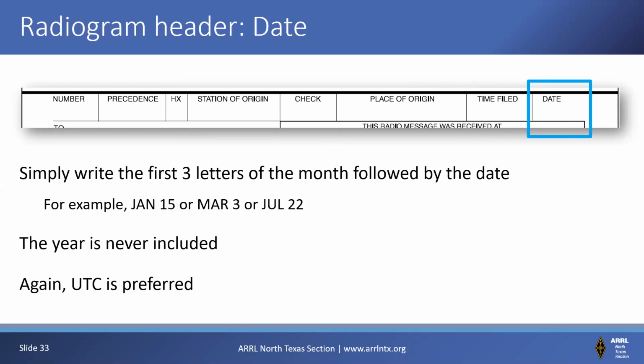The date, this is really easy. First 3 letters of the month, and then the date. So, January, I still say the whole word on the air. January 1-5, March 3, July 2-2. And notice how I give each number individually. The year is never included. If you got a piece of traffic that's a year old, then probably time to give up on it. But we don't need the year. These messages aren't that old, and it just burns time, right? We want to get these moved as efficiently as we can. So the year doesn't add any value, so we don't bother with it.